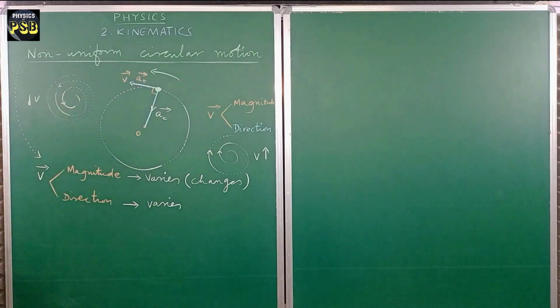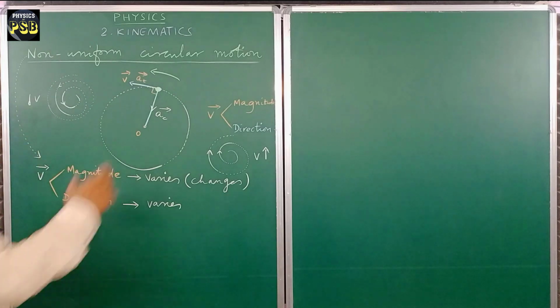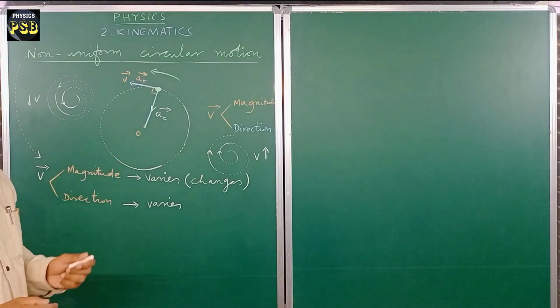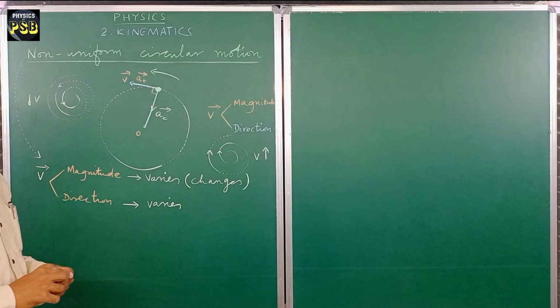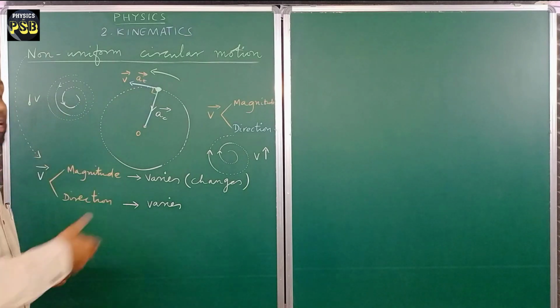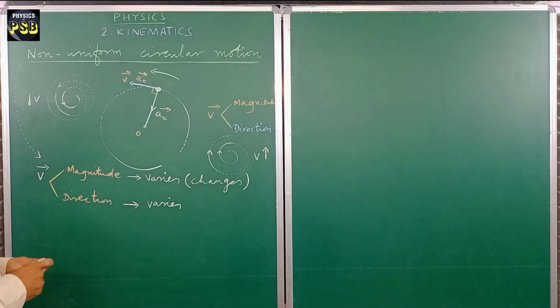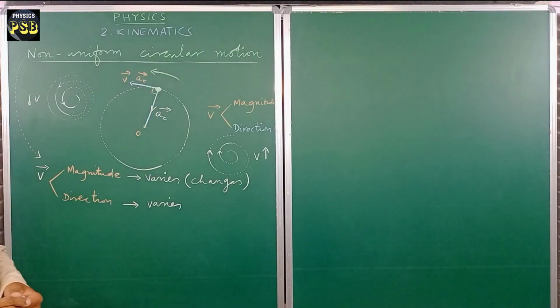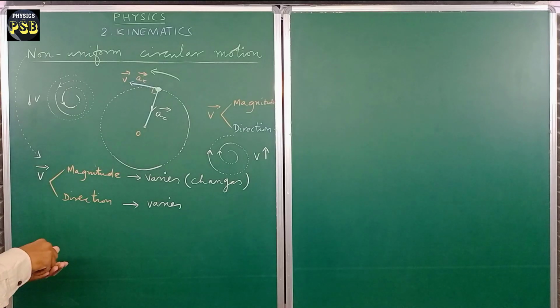Fine. So because of the presence of these two accelerations, both are vector quantities, their resultant acts. How to get the resultant of these two vector quantities, that is AT and AC? That can be obtained with the help of the parallelogram law of vectors. Okay, what is that? Let me show you.